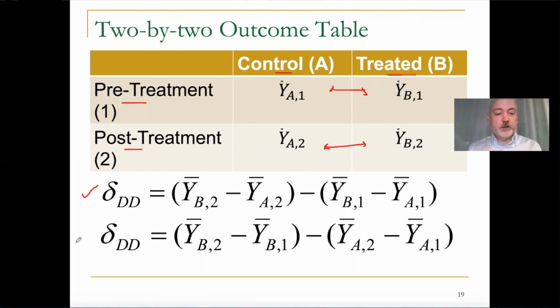And then the second version of it, right? Again, this would be the vertical on our little table here. So how did things change from period 1 to period 2 if you're in the treatment group versus how did things change period 1 to period 2 if you're in the control group? The numerical calculation is going to be the same, just a slightly different way to think about it.